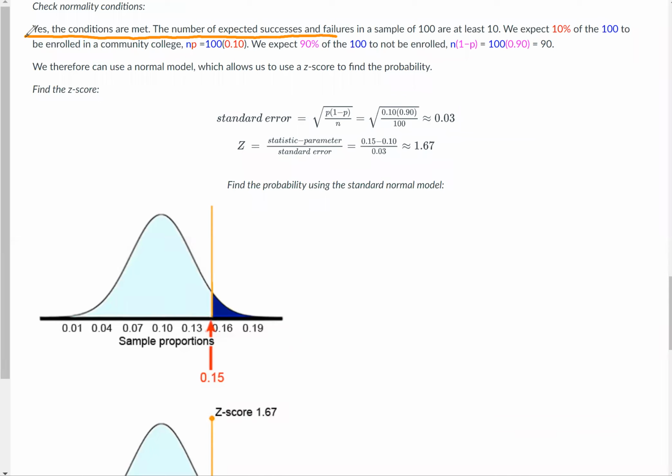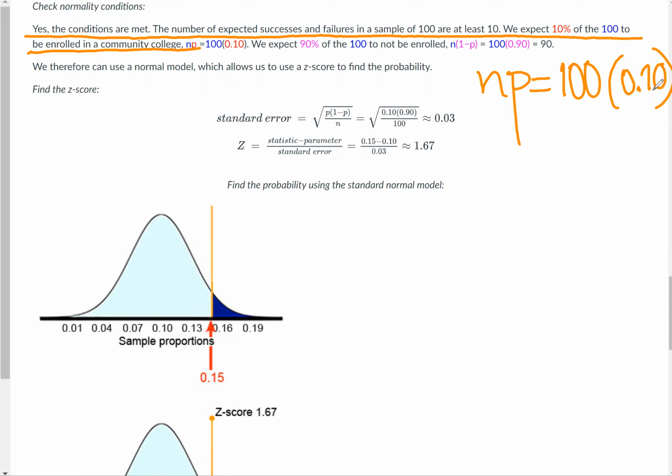The number of expected successes and failures in a sample of 100 are at least 10. We expect 10% of the 100 to be enrolled in a community college. N multiplied by p. Remember, n is the size of our sample. p is the population proportion. They said we're taking 100 students and 0.1 or 10% of them are expected to be enrolled. 100 times 0.10 is 10. So we expect 10 to be enrolled, and then they move on. We expect 90% of the 100 to not be enrolled. Yeah, if 10% are enrolled, the other 90% are not enrolled.